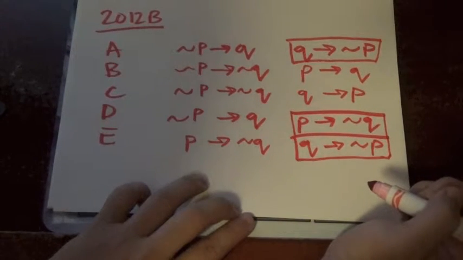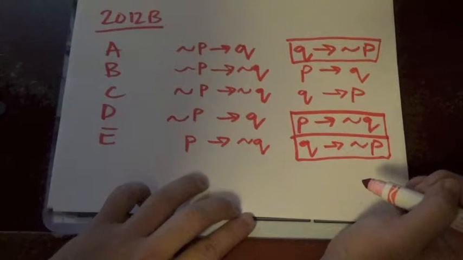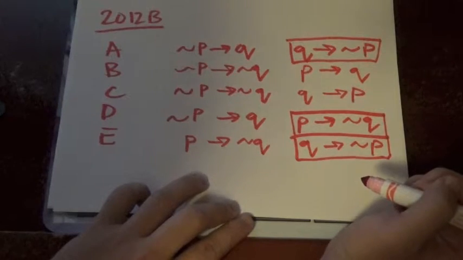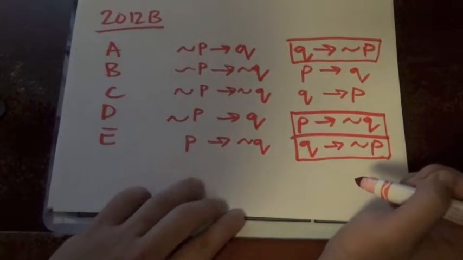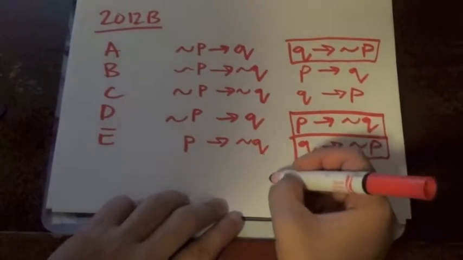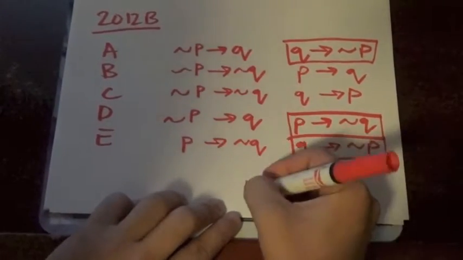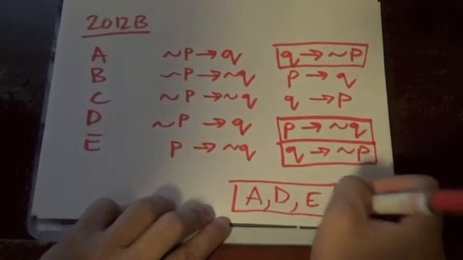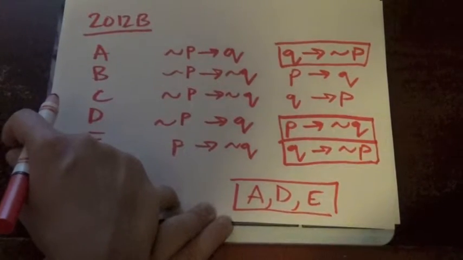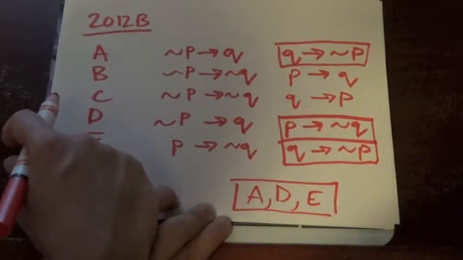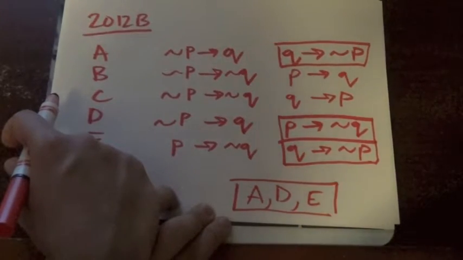That's statement D. A, D, and E are all different ways of saying the same logically equivalent statement. Therefore, our answers are A, D, and E. Don't forget how to take the inverse, converse, and contrapositive of every statement.